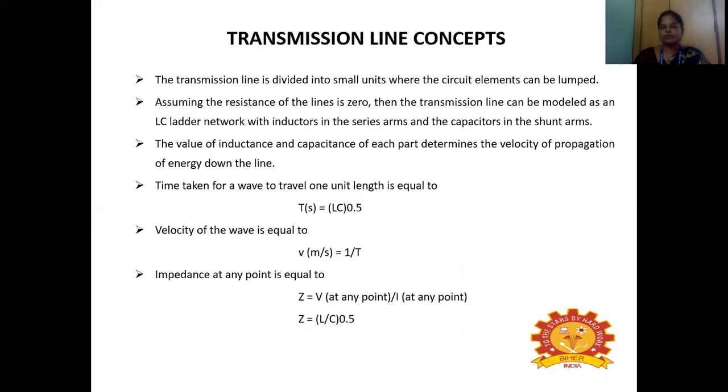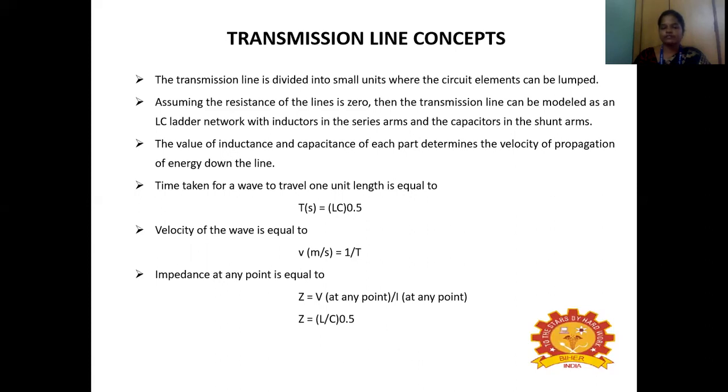Next, we will discuss the transmission line concept. The overall transmission line length is divided into small units, and the circuit elements within those small units are lumped. If we assume the resistance of the line is 0, then this transmission line can be modeled as an LC ladder network with inductors in the series arms and capacitors in the shunt arms. The values of inductance and capacitance determine the velocity of propagation of energy down the line.